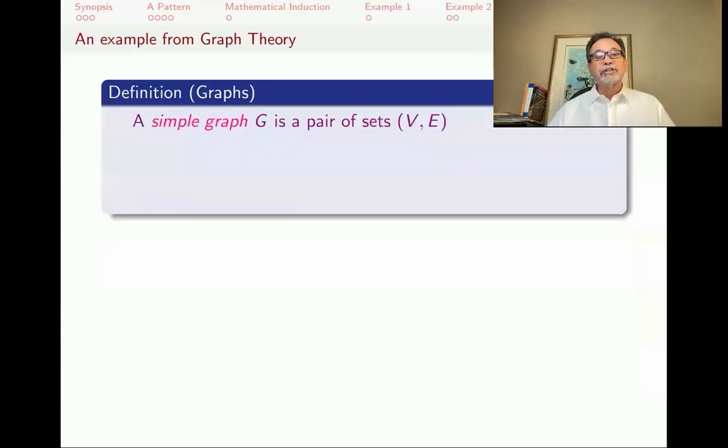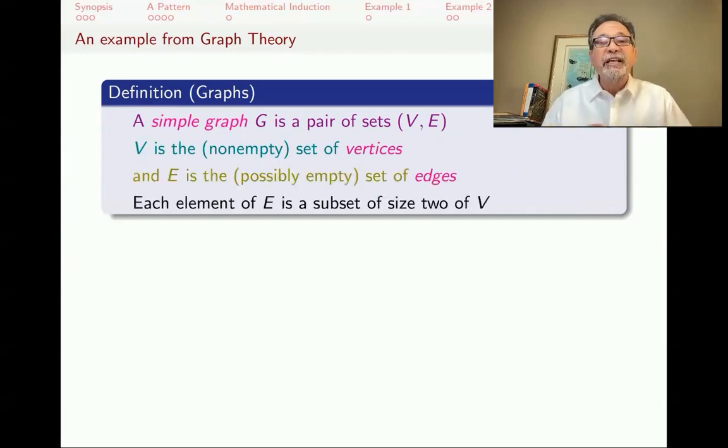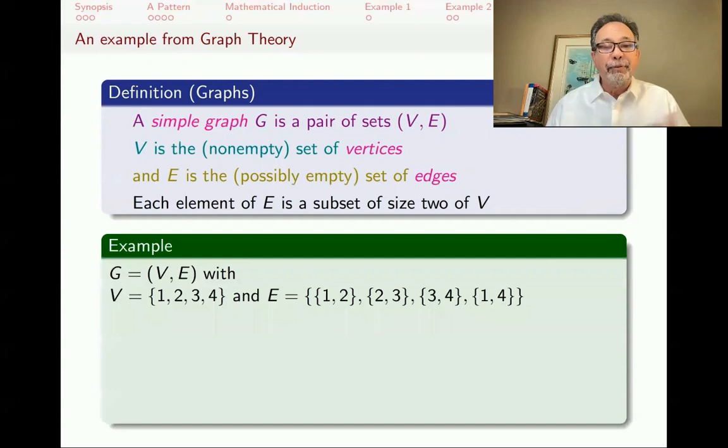Our final induction example is from graph theory. I have to quickly give you some vocabulary of graphs. A simple graph is just a bunch of vertices and edges. Vertices, you can think of them as nodes, and edges are going to be pairs of vertices. In other words, edges are when you decide that two of those vertices are connected by an edge. For example, you might have your vertices are 1, 2, 3, 4, and the edges are {1,2}, {2,3}, {3,4}, and {1,4}.